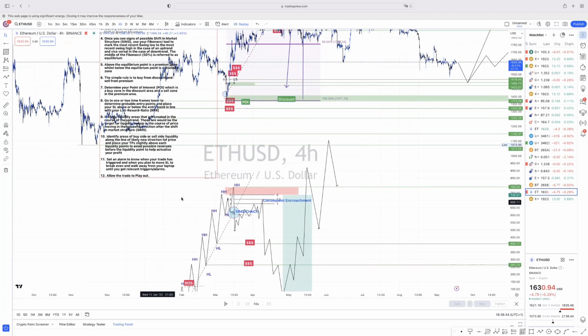Now, one last thing I would like to say here is that if you cannot get to a point in your trading life where you can do your setup and just walk away from the system, you have not started your trading journey. Allow your trade to play out. Set alarms as triggers to know when your trade has activated, and then just let the trade run.